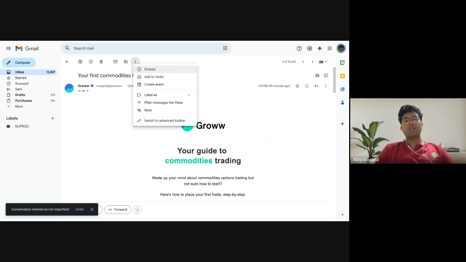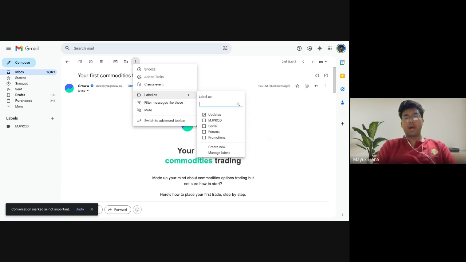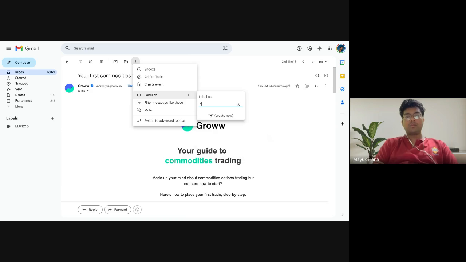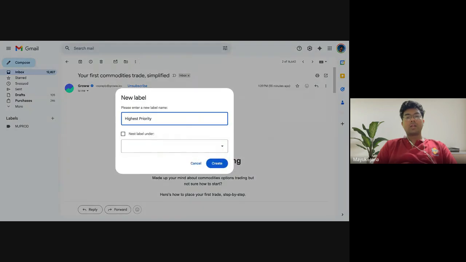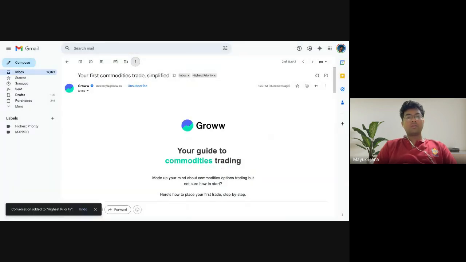There's a button over here where you can label this as, let's say, highest priority. So they will create some labels like this, and they will analyze your mails and keep it in the highest priority and rank it accordingly. Okay, so now it is in the highest priority, right?